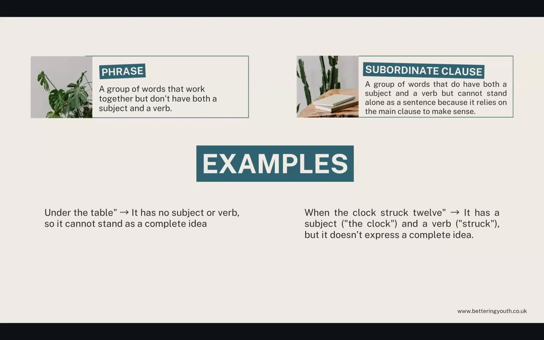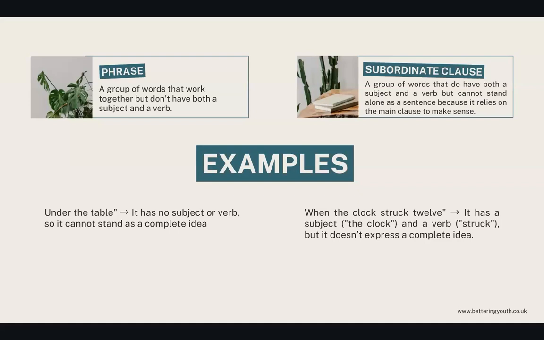On the other hand, we have a subordinate clause. Again, a subordinate clause is a group of words that do have both a subject and a verb. However, they cannot stand alone because it relies on an independent clause to make sense. When the clock struck 12, it has a subject, the clock, and it has the verb, struck.